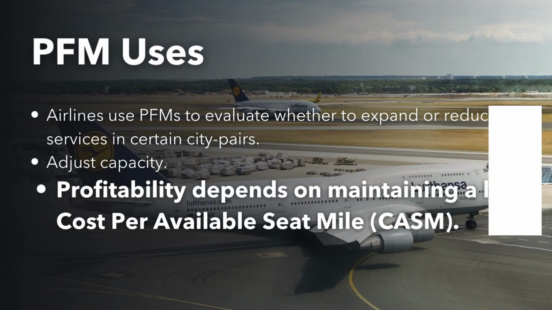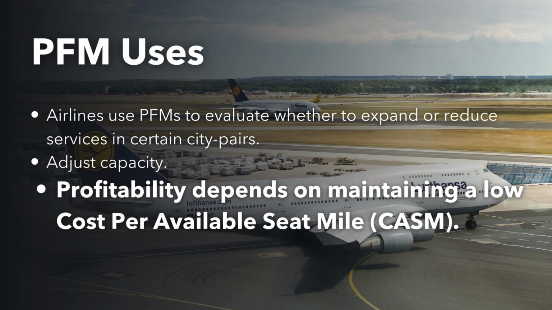Airlines use PFMs to decide whether to expand or reduce their network in certain city pairs. For example, a city pair with low HHI might be attractive due to the competition, but could also lead to fare wars, lowering profitability. Conversely, city pairs with high HHI are usually dominated by one airline, which may limit competition but also presents challenges for new entrants.